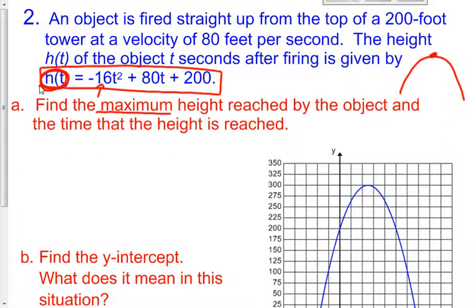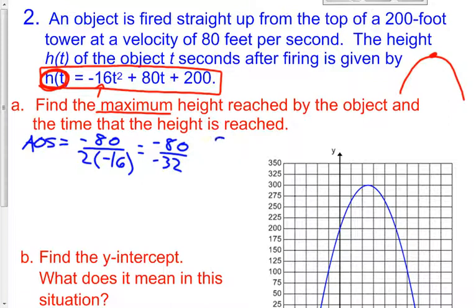To find the x and the y coordinate of the vertex, you first have to find the axis of symmetry, which is negative b over 2a. So negative 80 divided by negative 32, that would be 2.5. So x equals 2.5. Now we want to find the maximum height, and that's always the y coordinate.